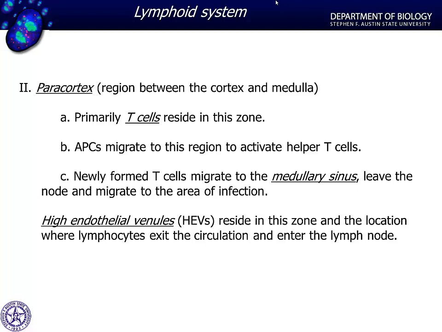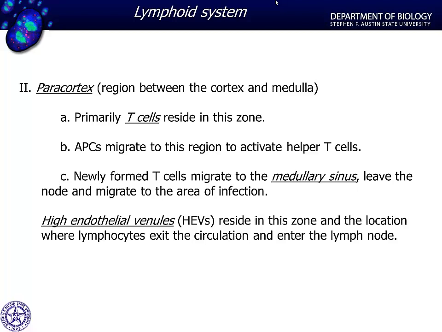And as these T cells are migrating into this area, to the medullary sinus, they are going to find their way of exiting the node after they have been antigenically challenged by the antigen-presenting cells. They're going to move their way to the medulla so they can leave, get out into the circulation, and get to the area of an infection.